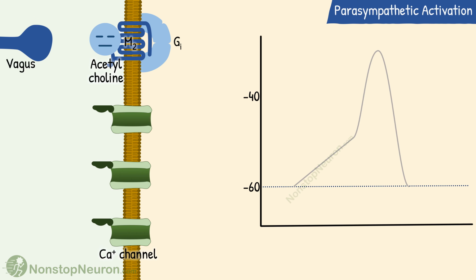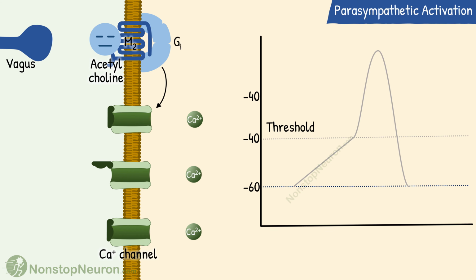Now the final mechanism, which involves calcium ions. We have seen that calcium entry also contributes to a slow rise in potential during phase 4. And normally, the threshold for action potential is about minus 40 millivolt. Now the acetylcholine decreases the entry of calcium into the cell. This produces two effects. First, it moves the threshold to a more positive value. And second, it reduces the steepness of phase 4 depolarization.